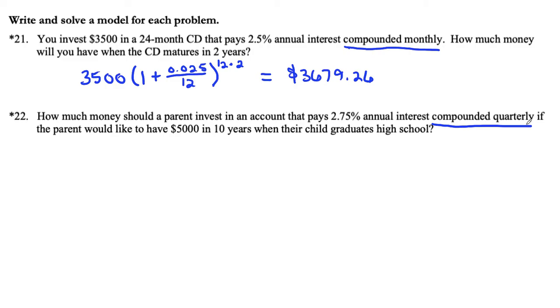So the question here is involving the principal amount. How much money should we start with, right? We're kind of solving for this part of the formula up in 21, right? So we know they want to end with $5,000.